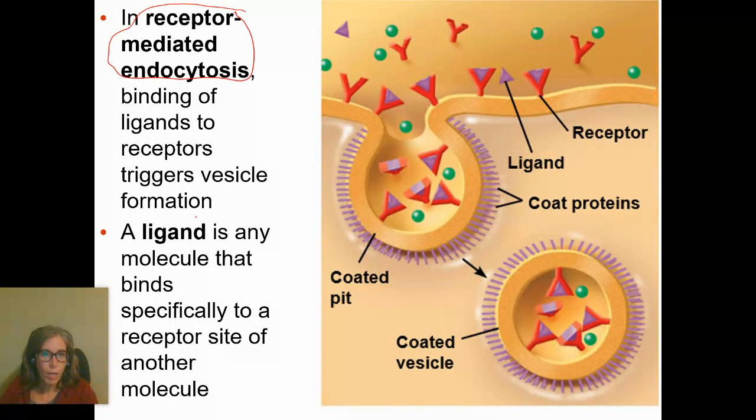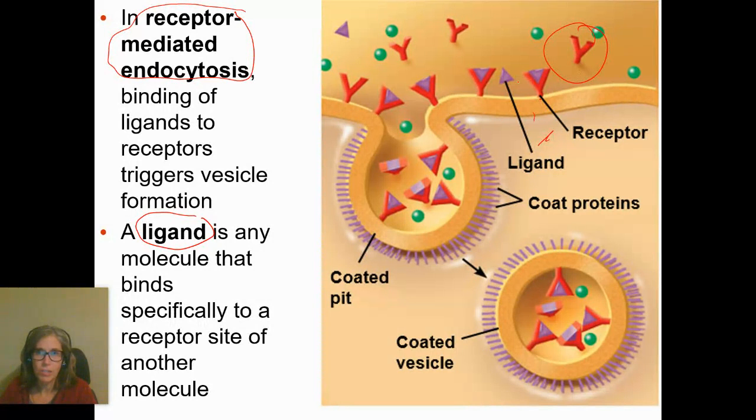So vocab word first, ligand. A ligand is any molecule that binds specifically to a receptor site of another molecule. So here's the receptor, and there's one here too. All these red triangle-like things are the receptors, and the purple thing is the ligand. This green thing would be a ligand for a different receptor. The attachment between the ligand and the receptor is very, very specific. So if this is a receptor for serotonin, then this ligand would be serotonin. So it's a good match.